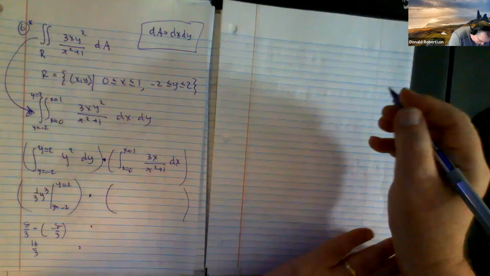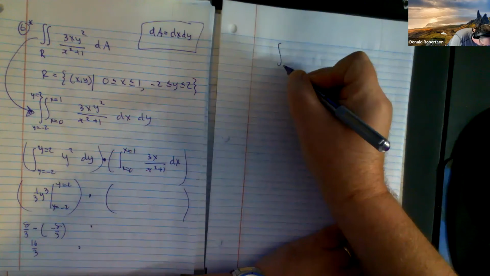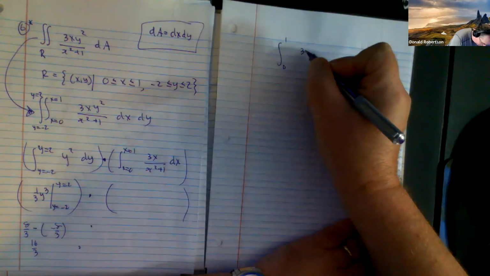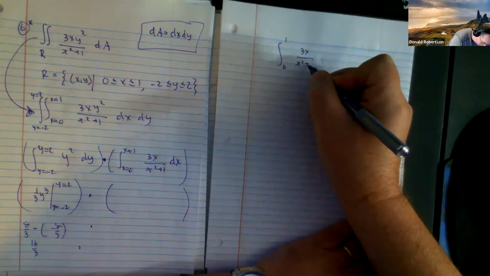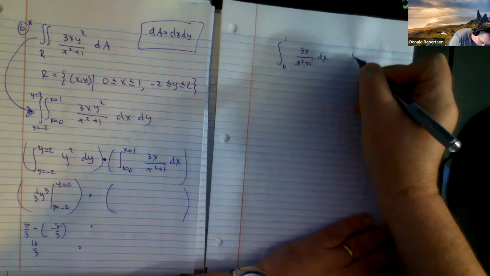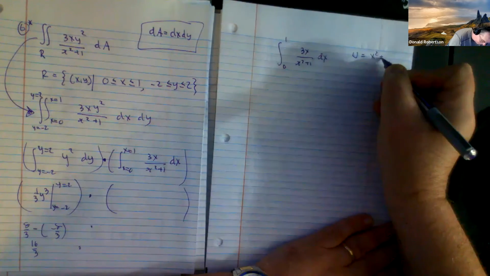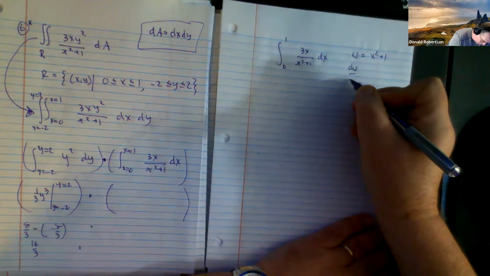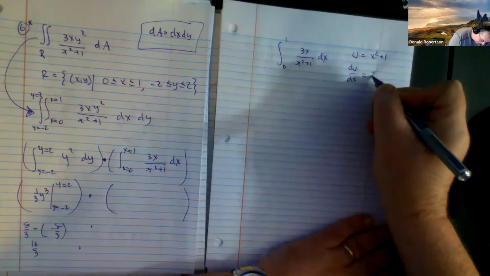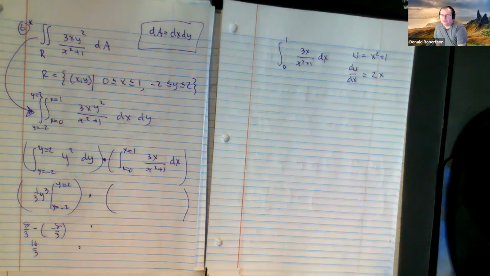So on the side, we want to integrate from 0 to 1, 3x over x squared plus 1 dx. We're going to do a U sub. Differentiate with respect to x, you get that. You are going to be doing sometimes, at least, U subs and integration by parts.